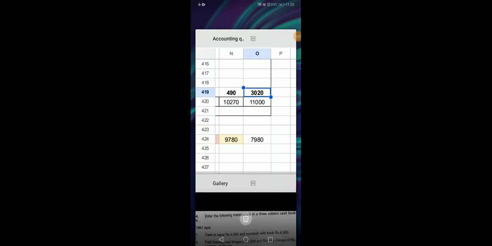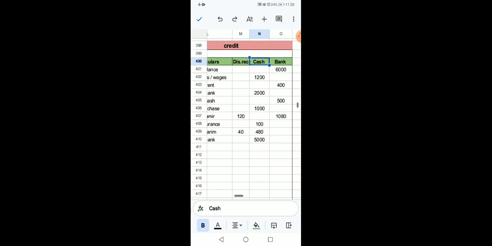Now you have the cash balance. This is usable information. That means total cash we still have in hand is 490, and total balance or amount present in the bank account is 3,020. These are the answers, and hopefully answers are given in the book. Yes, answers are given, and the first answer you can see is cash in hand 490, and our answer of cash in hand is 490 because it is the balance of cash. Cash balance 490, okay, it's correct.